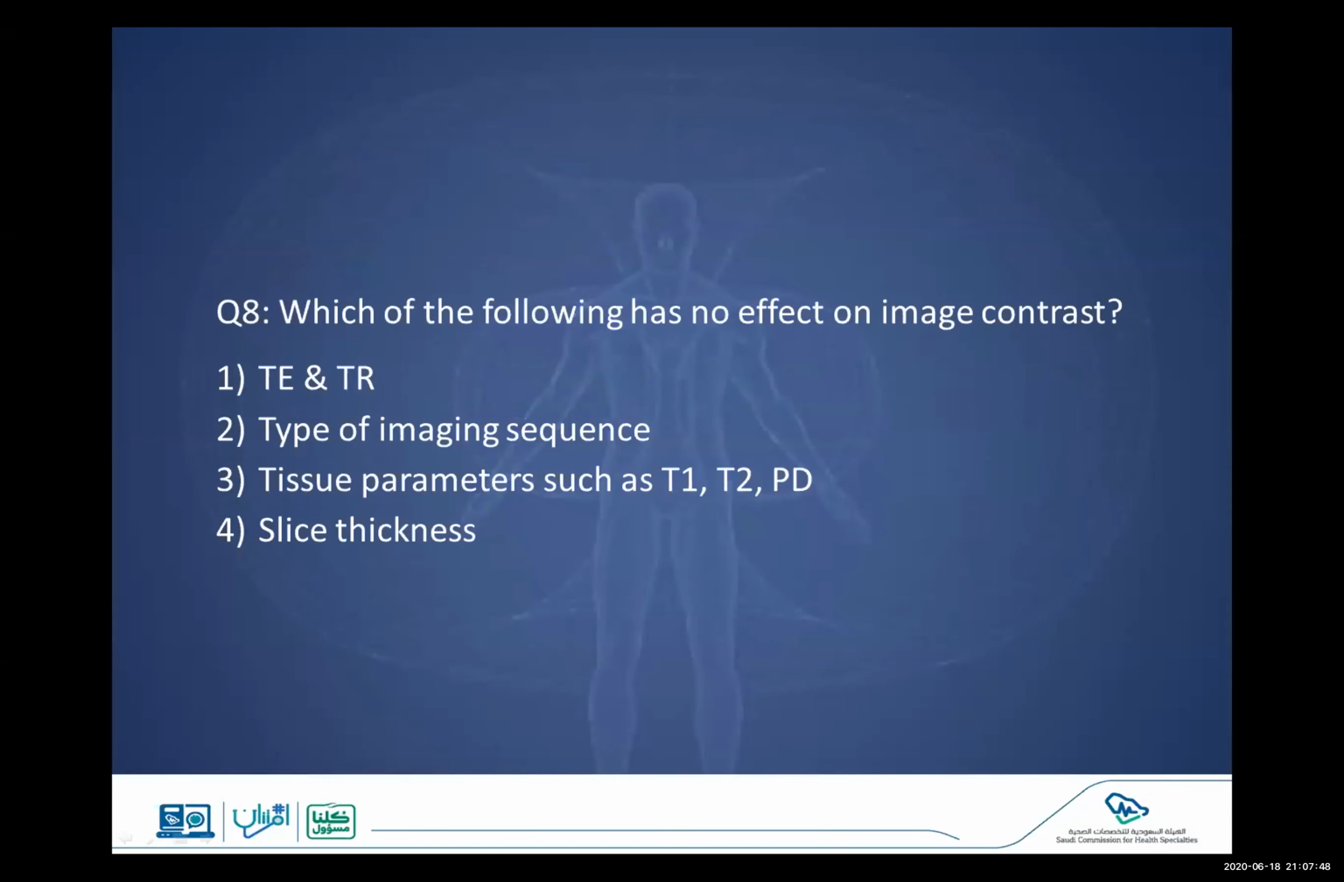So a question: which of the following has no effect on image contrast? TE and TR, type of image sequence, tissue parameters such as T1, T2, proton density, or slice thickness?